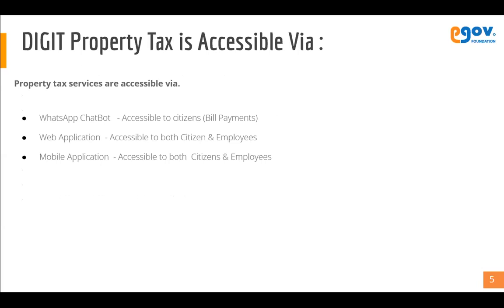What are the ways in which property tax can be accessed in digit? The WhatsApp chatbot is already implemented in Punjab. As of now, it is being used for property tax assessment and bill payments. Then there is the web application, available for both the citizen as well as the employees, and the mobile application, which is also available for both citizens and employees.